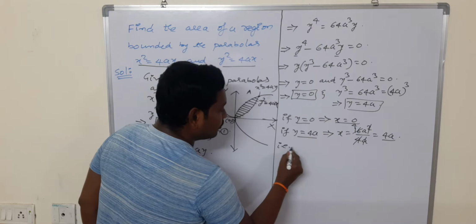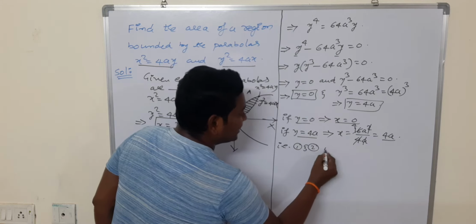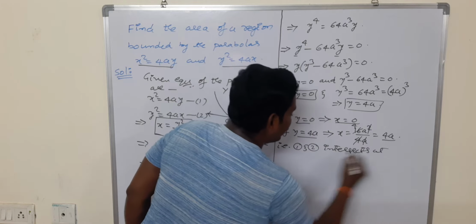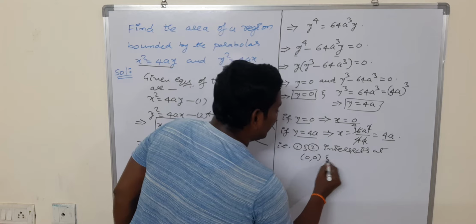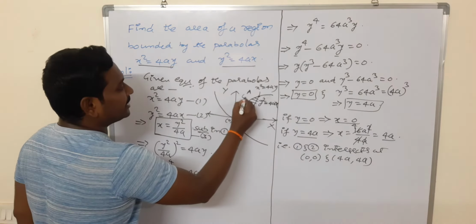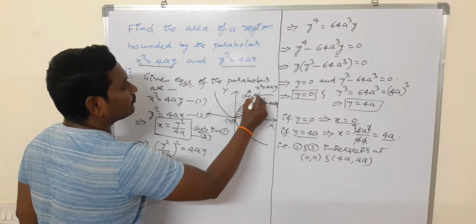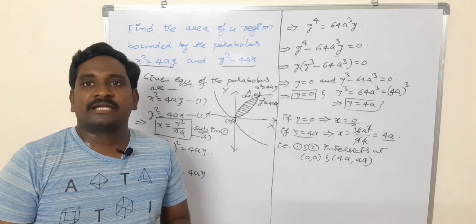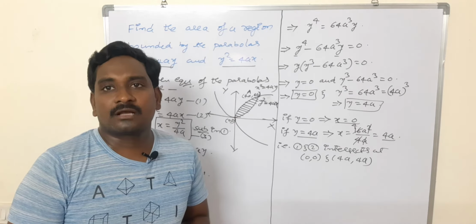That is, both parabolas 1 and 2 intersect at 0, 0 and 4a, 4a. So this intersecting point is nothing but 4a, 4a. In this way, first we should find the intersecting points of the given curves.